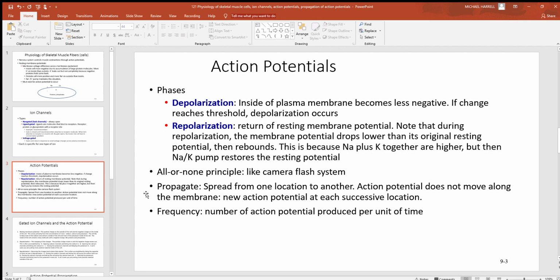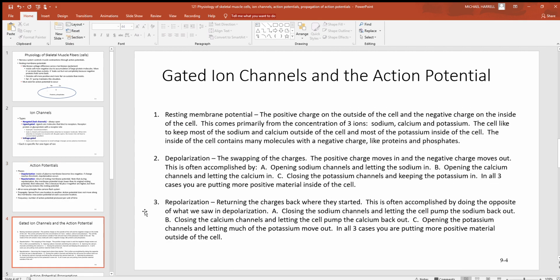And when an action potential moves down something like an axon or a muscle cell, we talk about how it propagates. It moves. And one action potential doesn't actually move the length of something like an axon or the cell membrane of a muscle. You actually generate one action potential after another. We'll look at that a little bit further along. And the frequency of these definitely affects how muscles work. But let's look back at these gated ion channels in the action potential.